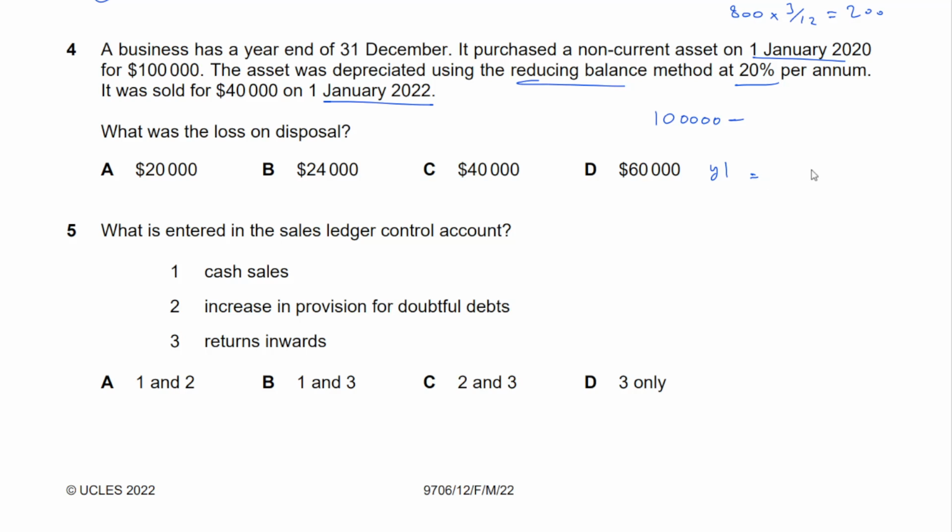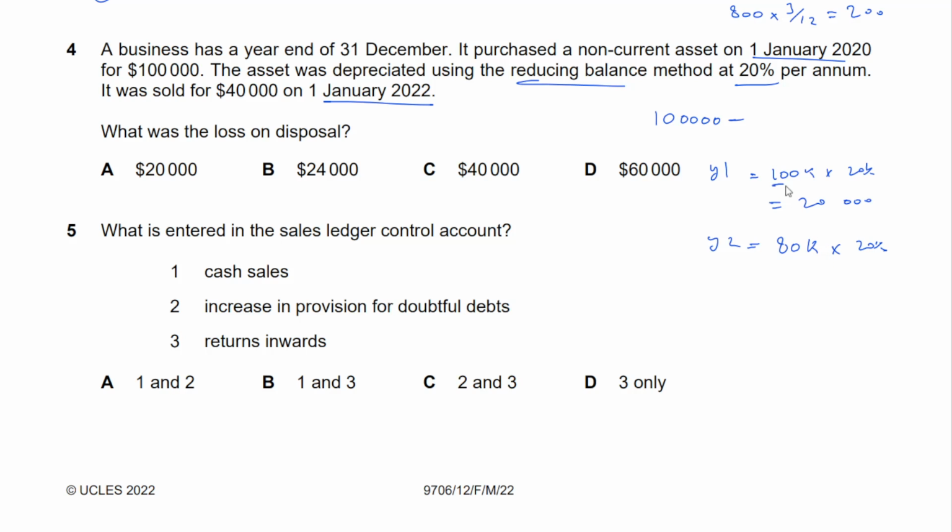In year one, the depreciation is going to be 100K times 20%. That is 20,000, isn't it? And then in year two, the depreciation is going to be, well, 100 minus 20. You're going to first take the net book value on that date and then calculate the percentage of that. 100K minus 20K, that is 80,000, times 20% again. The percentage doesn't change, the amounts change.